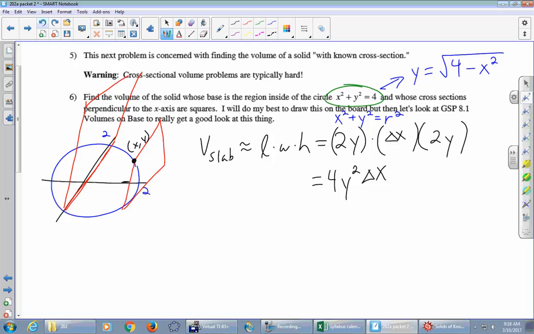Okay, so that means this guy becomes 4 times square root 4 minus x squared, squared. Right? And then we're going to get rid of that, and yeah, we'll simplify it right now. Right? So we're just changing the y, copying everything else. So this simplifies to 4 times 4 minus x squared delta x.